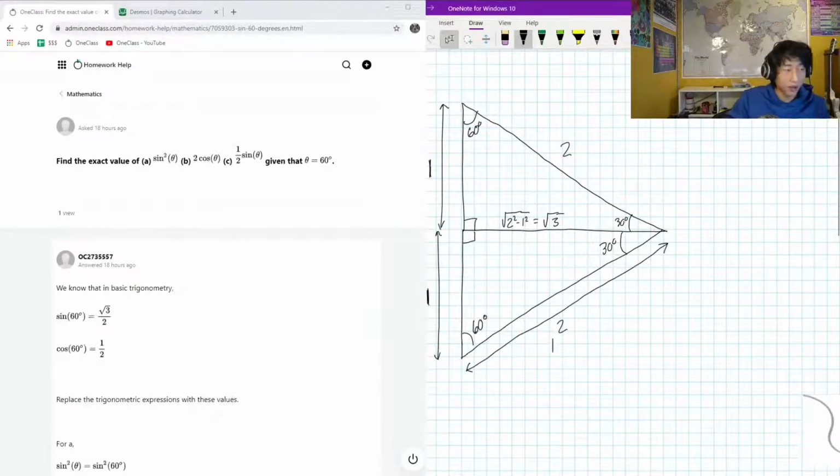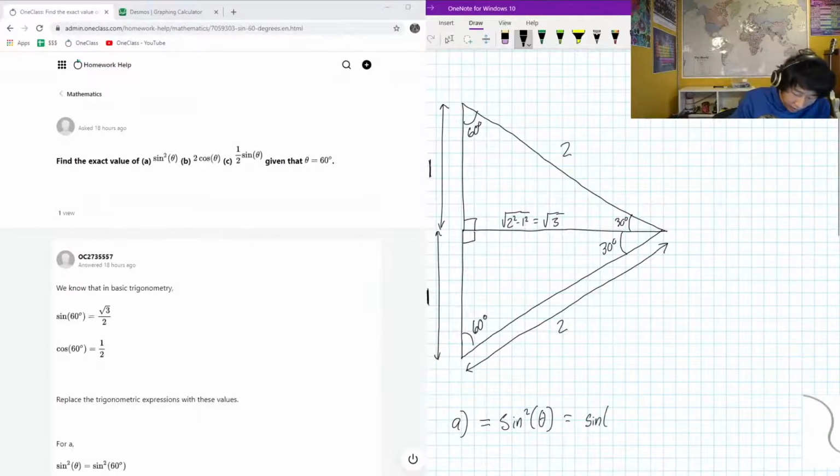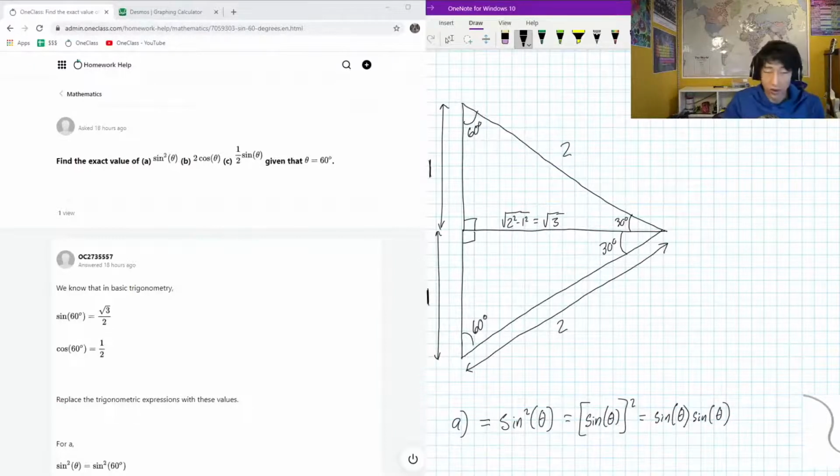The first one, let's talk about A, which is sine squared of theta. If you're unfamiliar with this squared notation, another way that we can write this is sine theta, and we square that whole thing, or sine theta times sine theta. That's fairly straightforward. To handle this situation, we just have to find the sine of theta and then multiply by itself.